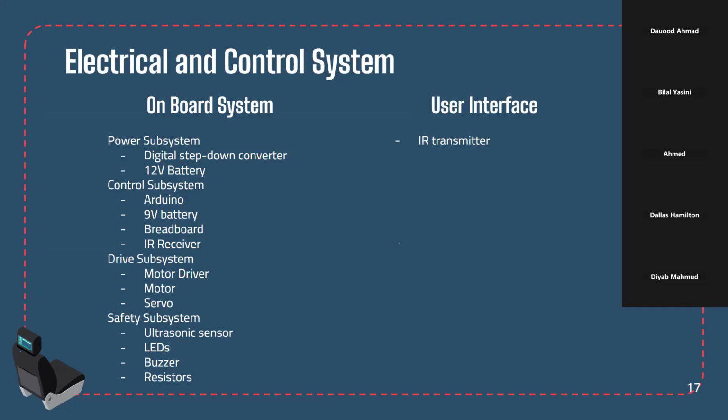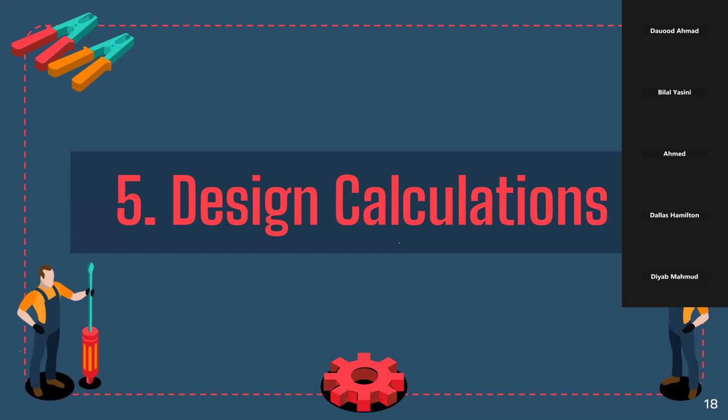And then we also have, for our safety subsystem, the ultrasonic sensor to detect obstacles, LEDs and buzzers to give heads up at certain predetermined points, as well as resistors to ensure no parts are blowing out. And then for our user interface, we'll be using the IR transmitter for remote control for steering of the vehicle. Next, we have our design calculations.